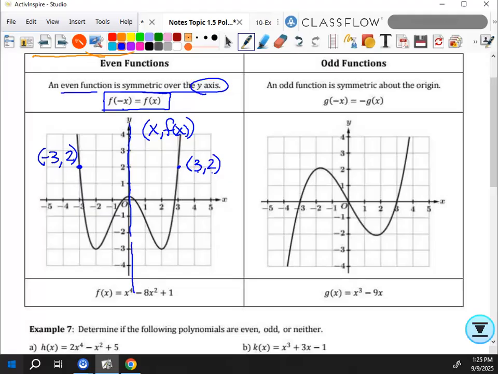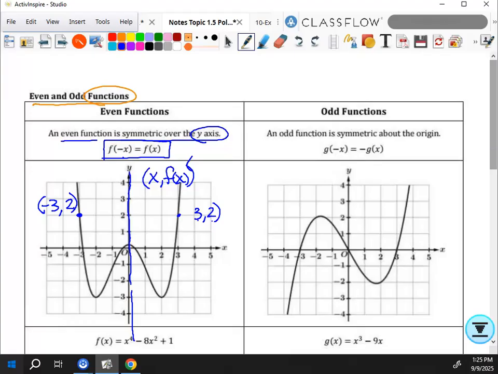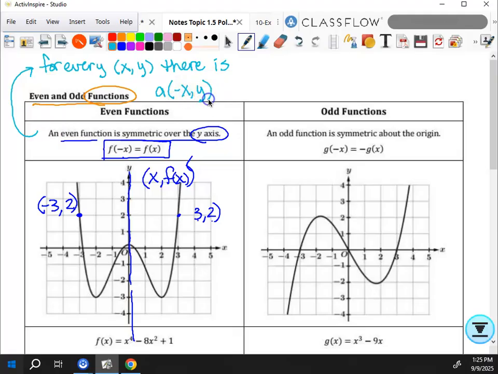So let's write something up here. Add this in. There's a little bit of room to write. Right here. For every x, y, there is a negative x, y. Okay? That's what makes it an even function. Algebraically, it's very easy, but it's one of those things that y'all try to make way too hard most of the time, because you're really good at that.